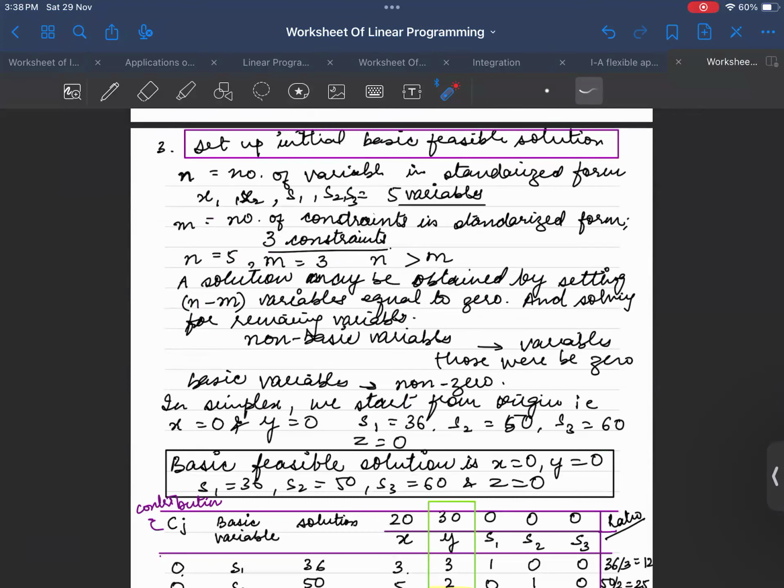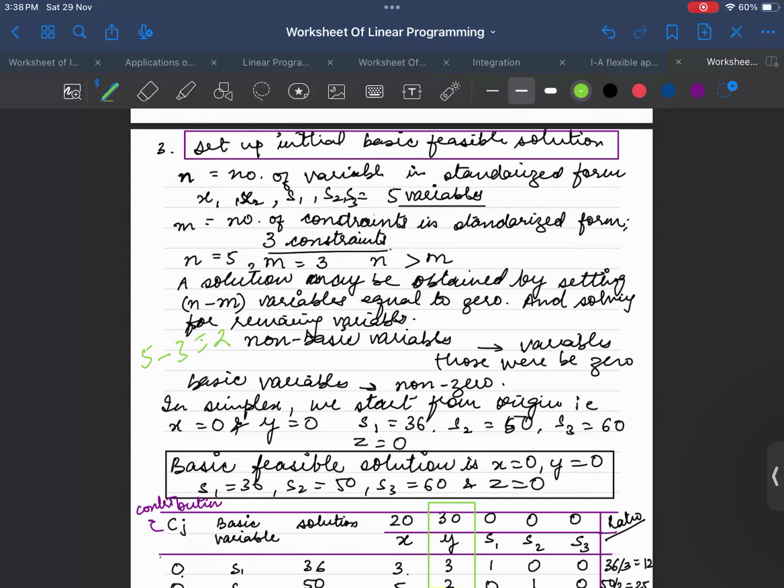We considered n, where n was 5 variables and m was 3. A solution may be obtained by setting n minus m variables equal to 0. Here n was 5, and 5 minus 3 equals 2. So we set two variables to 0, because we have to start from the origin: x equals 0 and y equals 0. By that we calculated the values of the other variables.